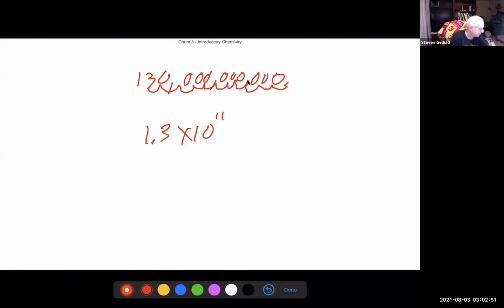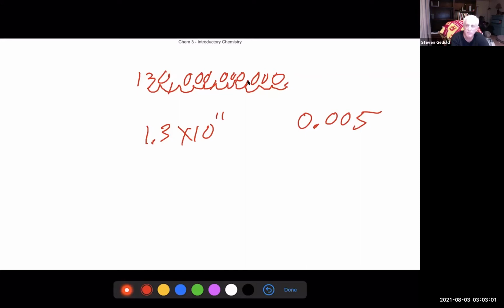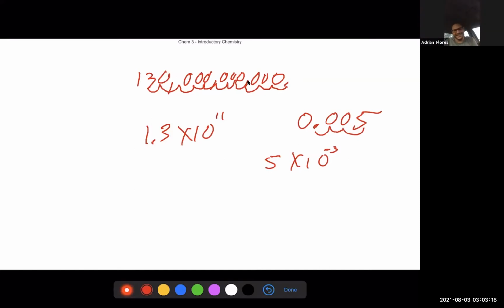Let's go back the other way here. Let's do 0.005. That would be 5 times 10 to the, and you moved it 3 places. You made it bigger, so you make this one smaller to keep the number the same. Good, all right, perfect.